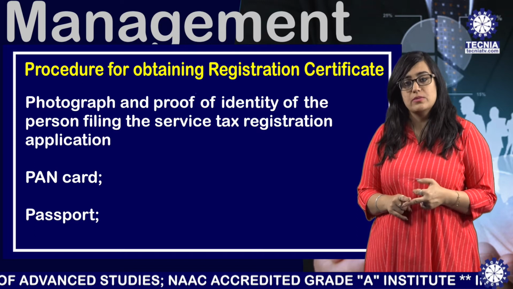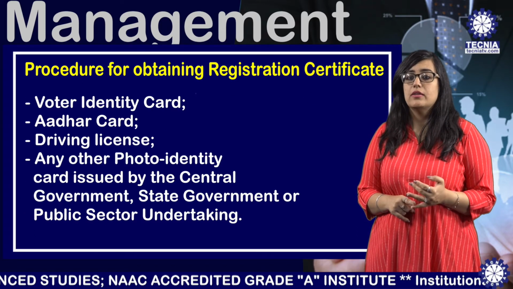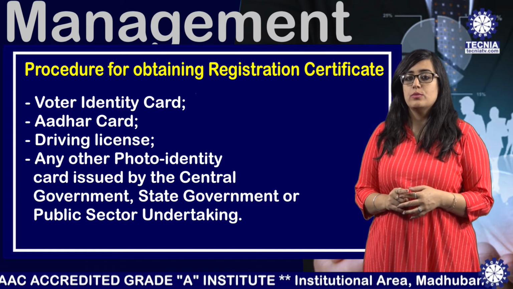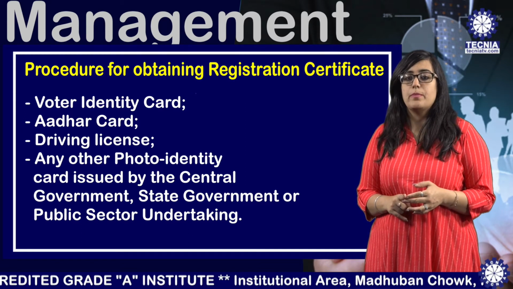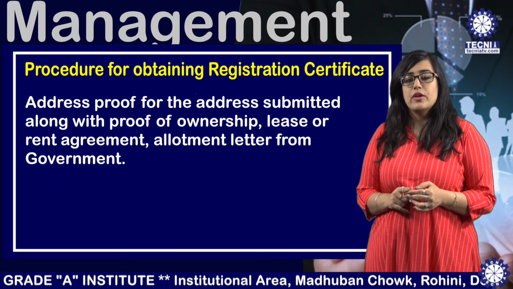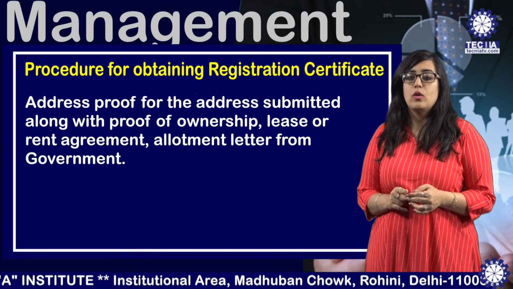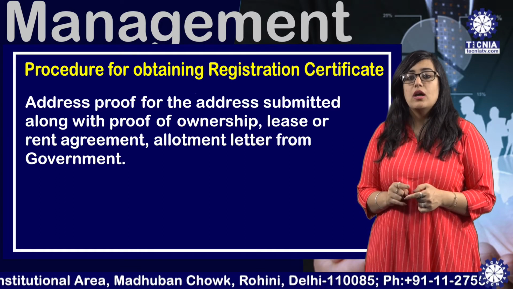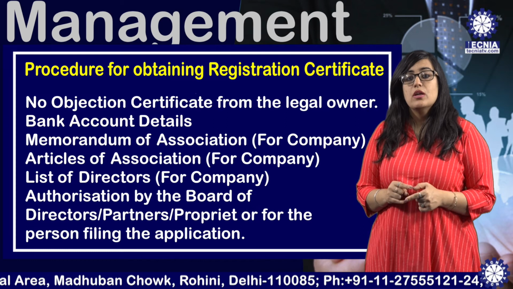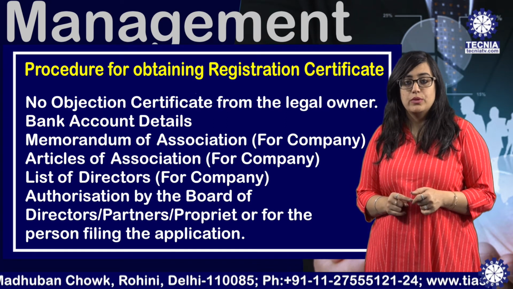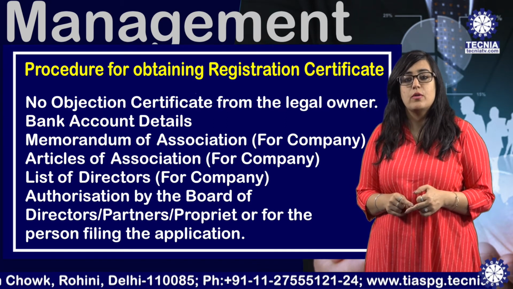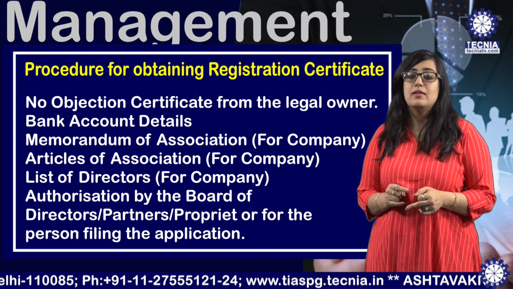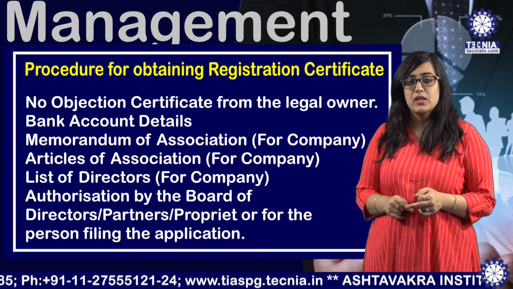PAN card, passport, voter identity card, Aadhaar card, driving license, and any other photo identity card issued by the central government, state government, or public sector undertaking. Address proof for the address submitted, along with the proof of ownership, lease or rent agreement, allotment letter from the government, no objection certificate from the legal owner, bank account details, memorandum of association and articles of association for the company, and list of directors for the company.